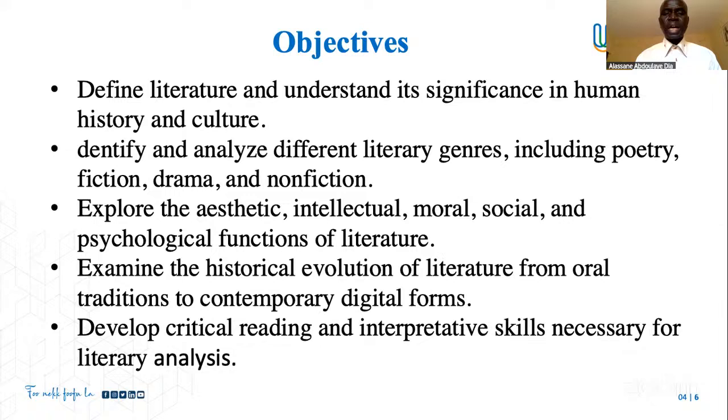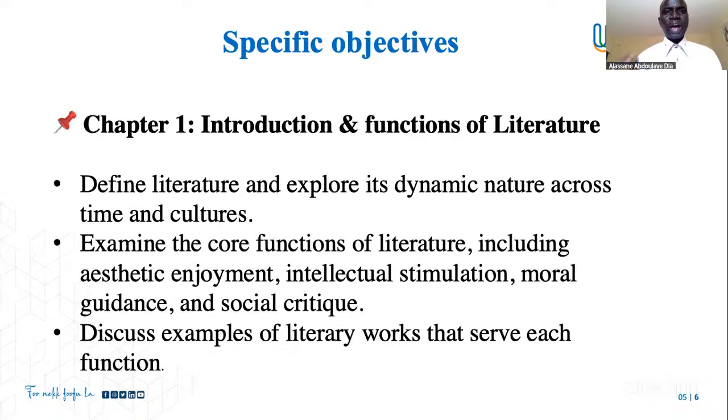And you will know that it's not memorization. No, it's not memorization. It is an understanding of the content. Understand rather than memorize. And my specific objective is in chapter 1. That's what we're dealing with today. Chapter 1 is about introduction and functions of literature.